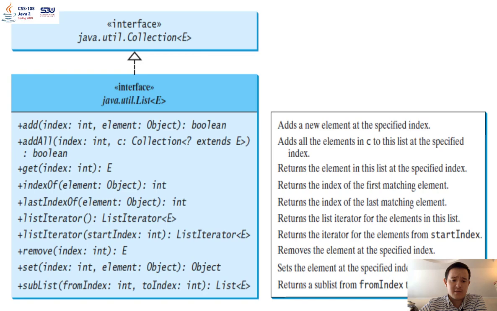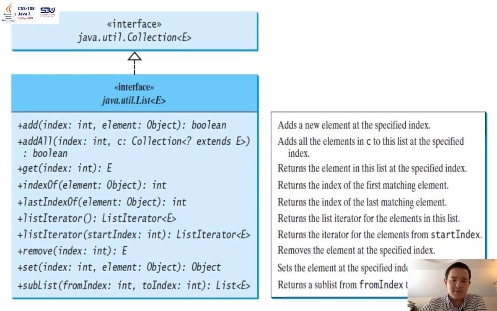You can add an element into a certain position in the array list or a linked list, and also you can add all the elements in some other collection to some certain position. It returns a boolean, probably it returns true if the addition was successful. We need to check this in the documentation.